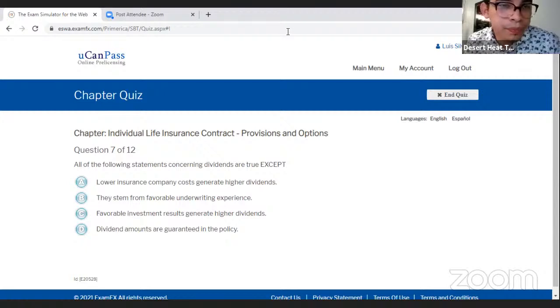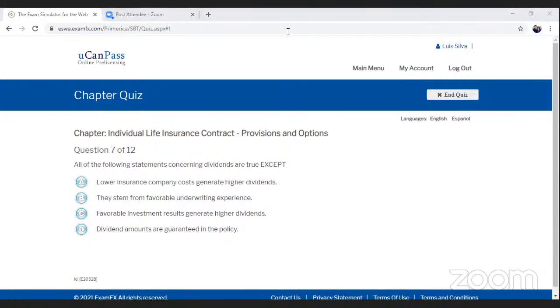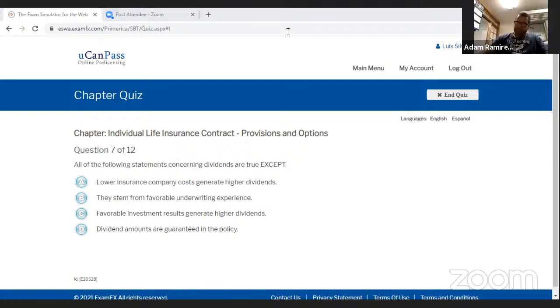Can somebody read this one? Okay, all right. All of the following statements concerning dividends are true, except: A, lower insurance company costs generate higher dividends; B, they stem from favorable underwriting experience; C, favorable investment results generate higher dividends; or D, dividend amounts are guaranteed in the policy.